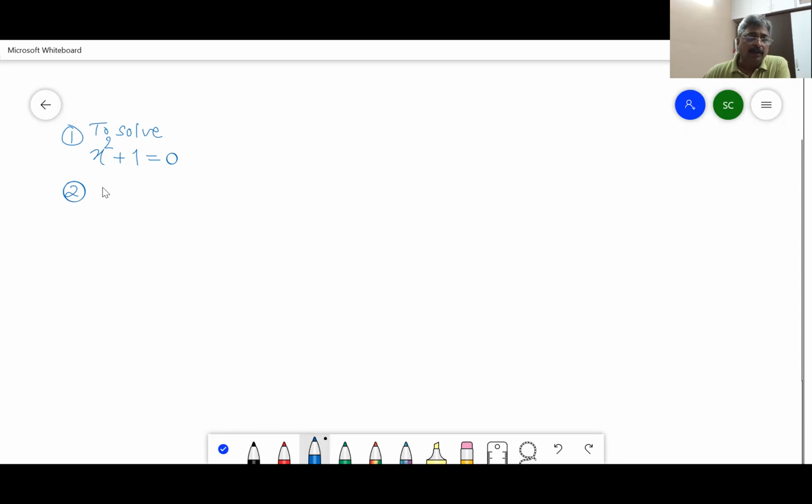That we wish the real number system is not disturbed. Okay, so all the rules that we have developed for the real number system, they remain intact. That is the second purpose.